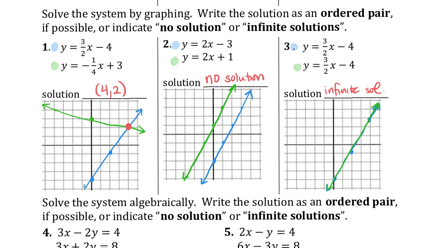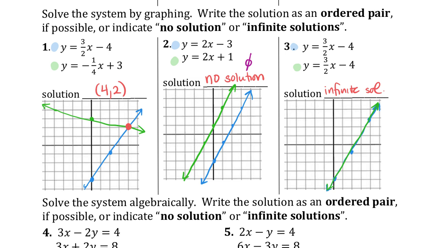Okay, for number 1, I drew my 2 lines. They intersected at 4, 2. For number 2, I graphed y equals 2x minus 3, y equals 2x plus 1. They do not intersect. They're perfectly parallel, and I could tell because the slopes are both 2. So there's no solution. There is an abbreviation for no solution, so I wrote no solution. But the abbreviation for no solution is a 0 with a slash, and it means that the solution set is empty.